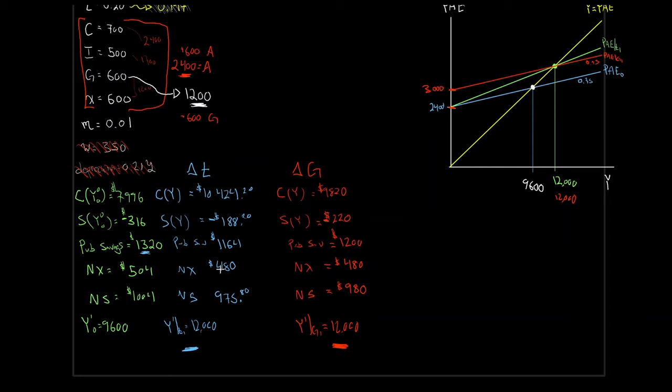We see the net exports are not affected, and that shouldn't be a surprise. Exports themselves, well, those are fixed. Those are autonomous at 600, and there is no impact to the marginal propensity to import. So no change to the marginal propensity to import. We have GDP of 12,000 in both cases. So yeah, we're going to have constant net exports of 480.